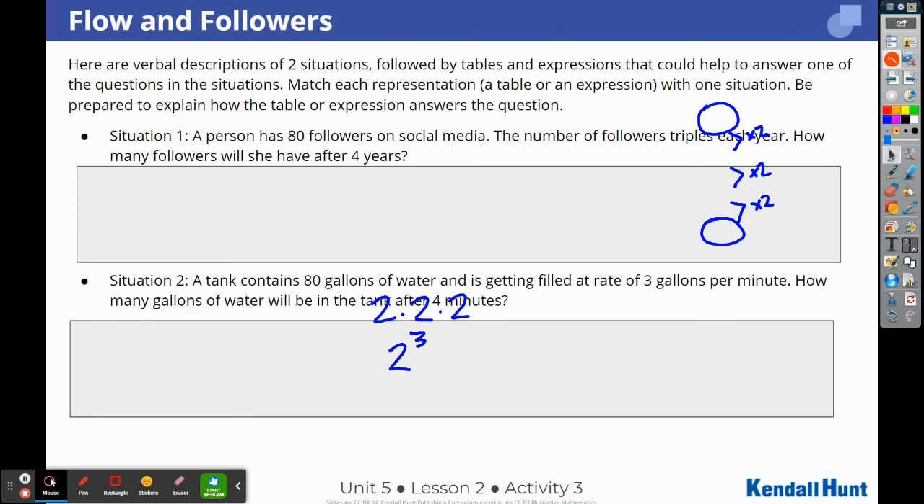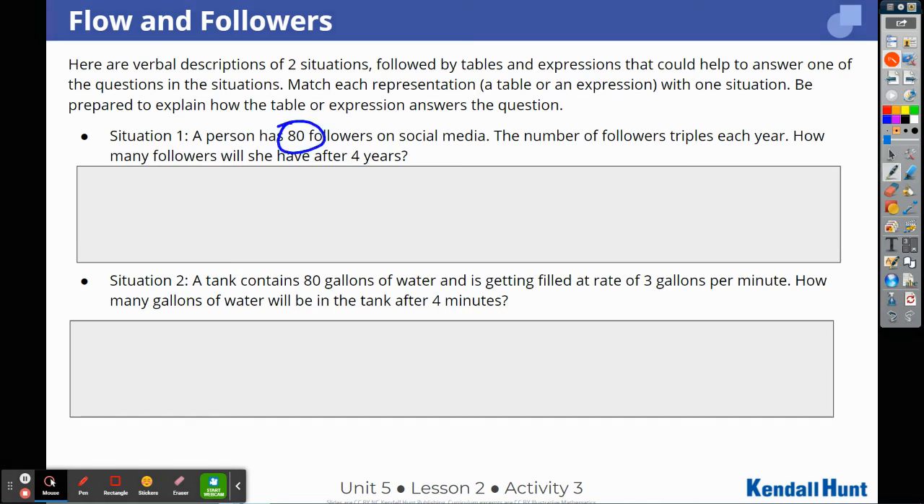All right, so let's look at another situation. We're going to look at 2 situations. So a person has 80 followers on social media. So that's how many they start out with. And then it's going to triple every year. So how many followers will she have after 4 years? So that's what we're trying to figure out, is how many followers this person will have after 4 years.